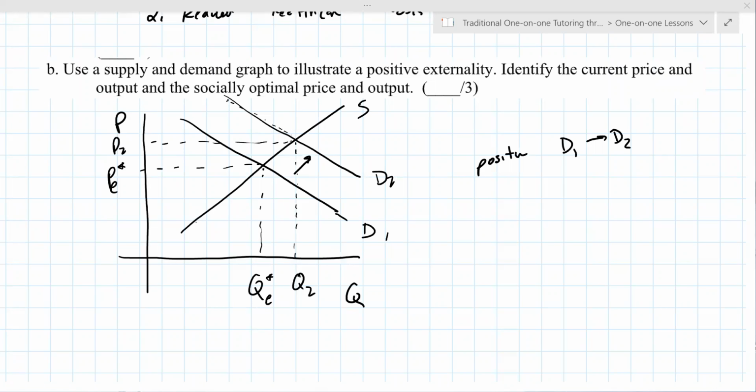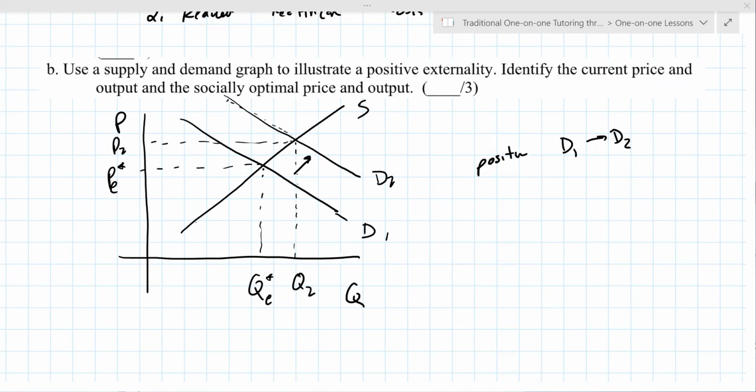Is there any other thing I want to say on that? Yeah, we'll just leave it at that. Okay, so let's go to part B or part C. Sorry, part C.